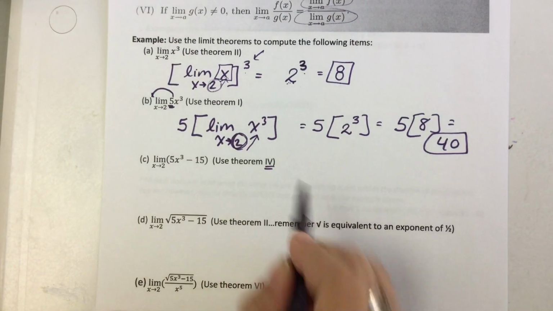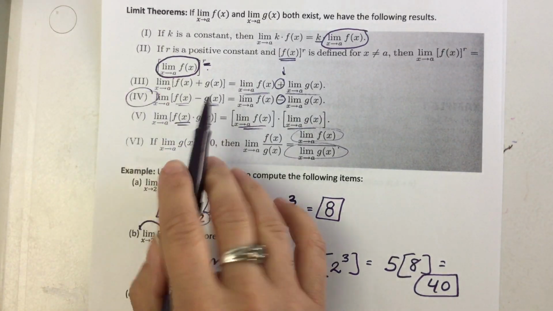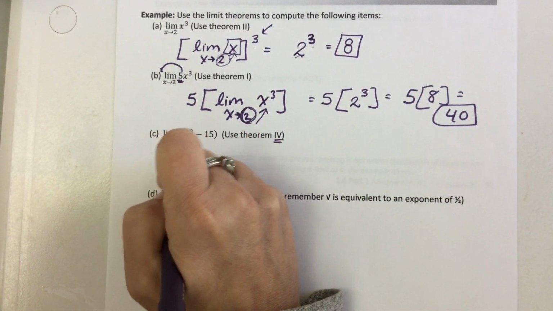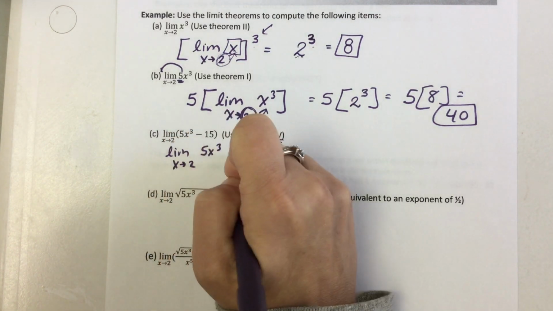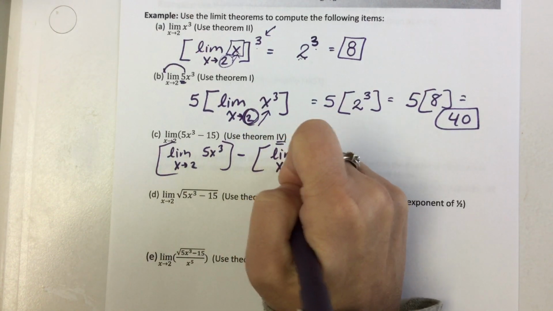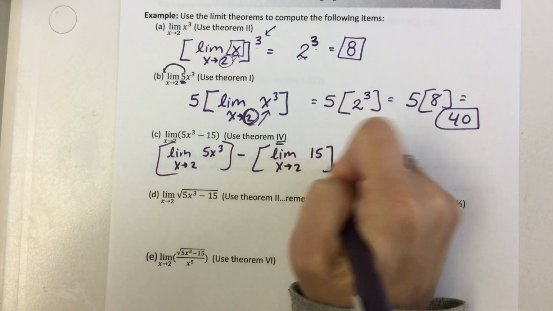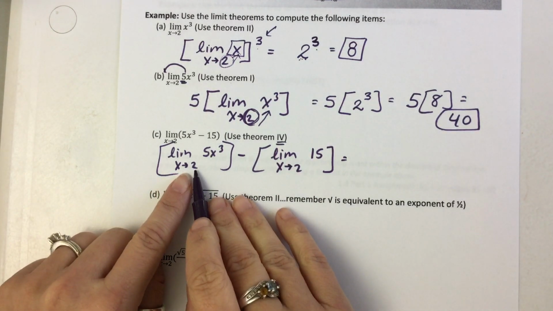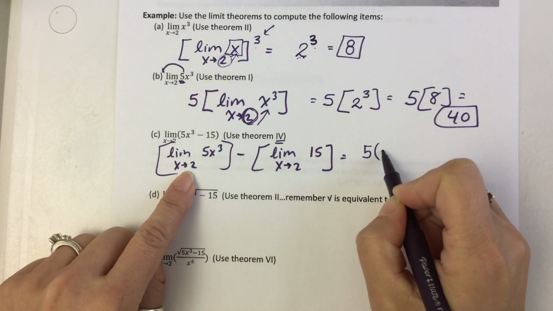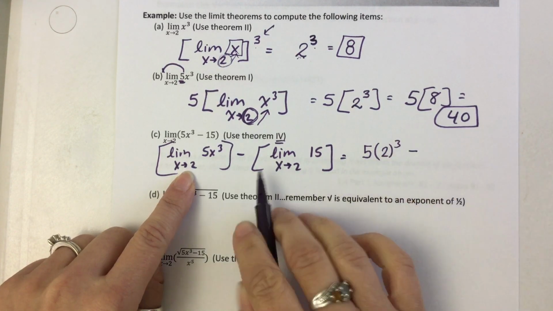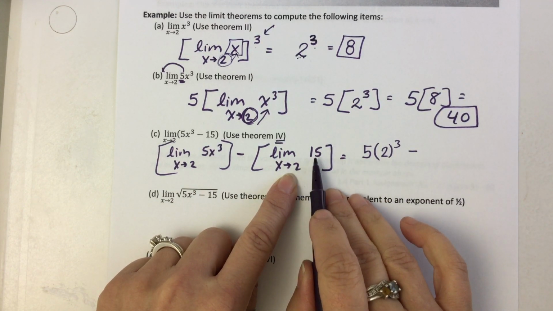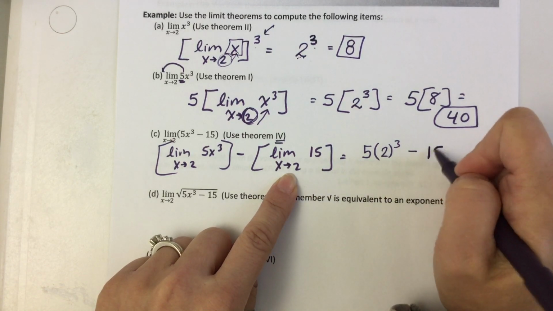Here's theorem number 4: find the two limits separately and subtract them. So I'm finding the limit as x approaches 2 of 5x cubed minus the limit as x approaches 2 of 15. If I replace the x with a 2, I get 5 times 2 cubed minus, and there is nowhere to fill a 2 in. This does not have a variable, so that means your limit would be 15.